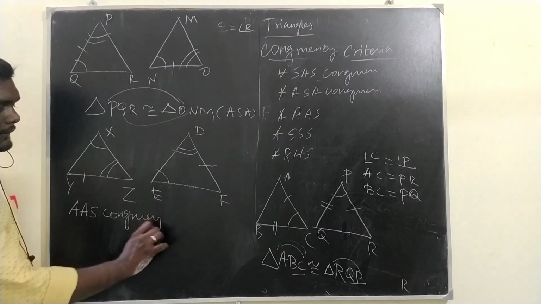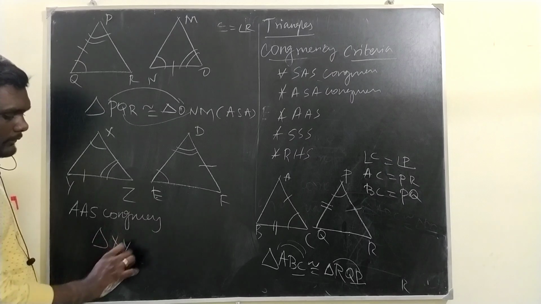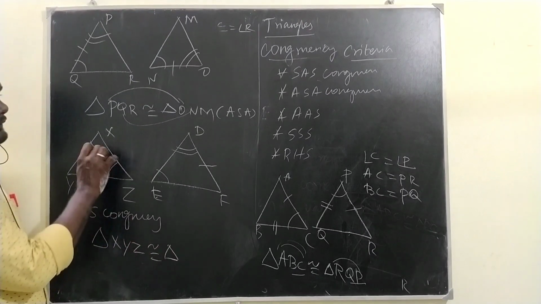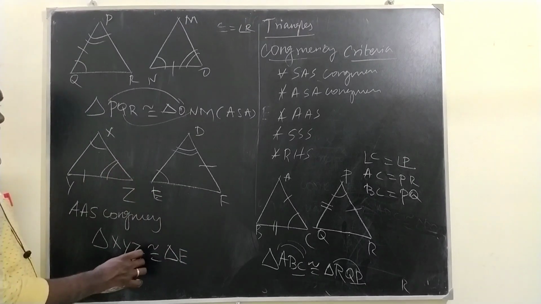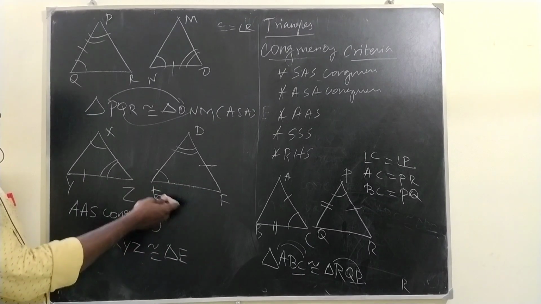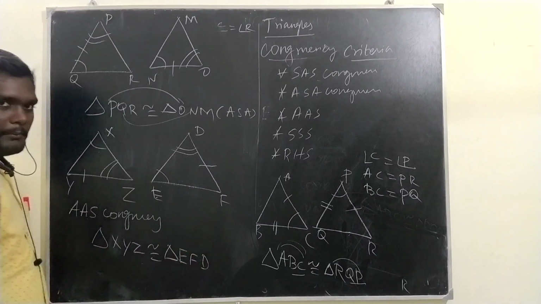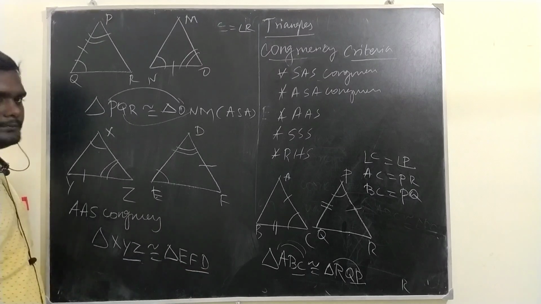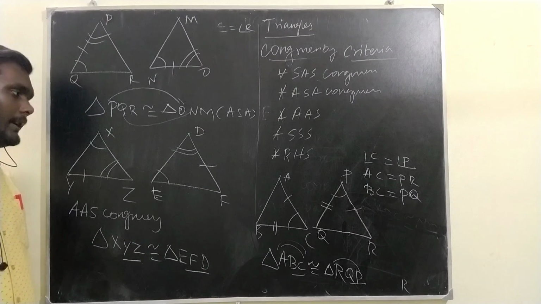So AAS congruency means this triangle XYZ is congruent to triangle. Angle X equals what? Angle E. Angle Z equals what? Z equals D. So EFD. But we have to make sure whether YZ equals FD or not. Yes, it is. Got it. Clear? Now answer me this question.